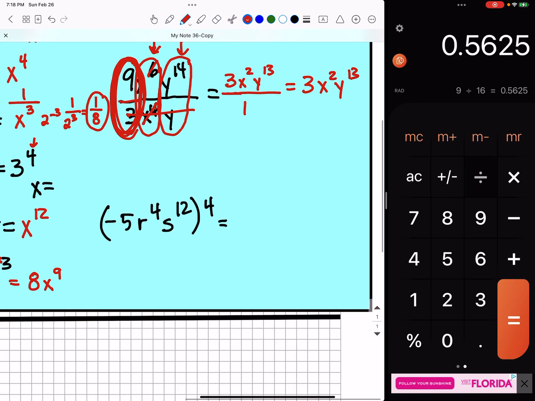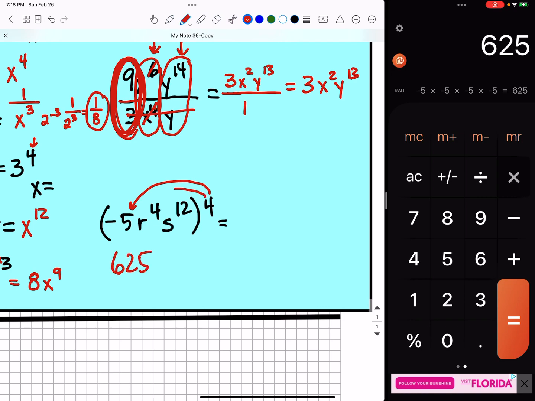Over here, same thing. -5 to the 4th power is, let's see, negative 5 times negative 5 times negative 5 times negative 5. (-5) to the 4th power is 625.